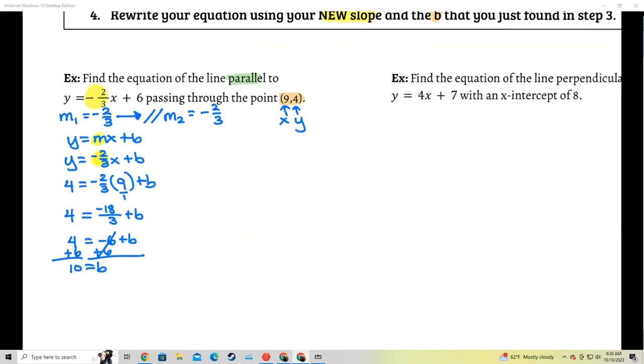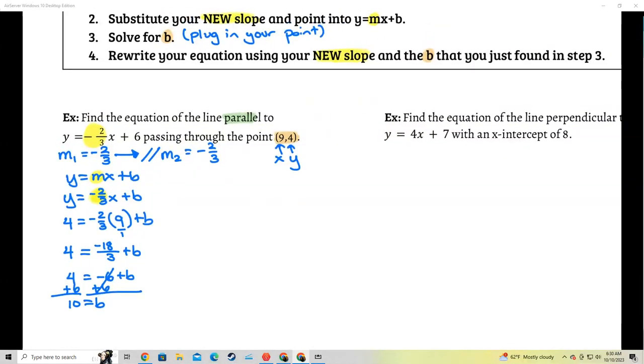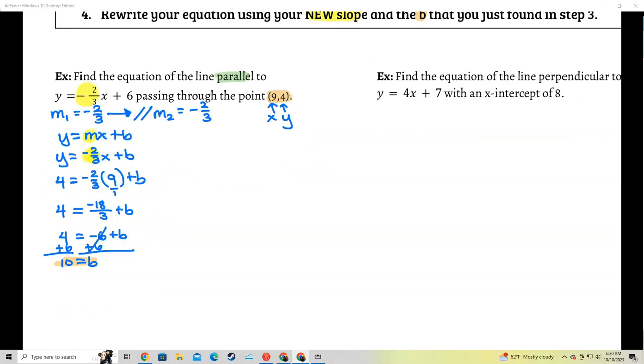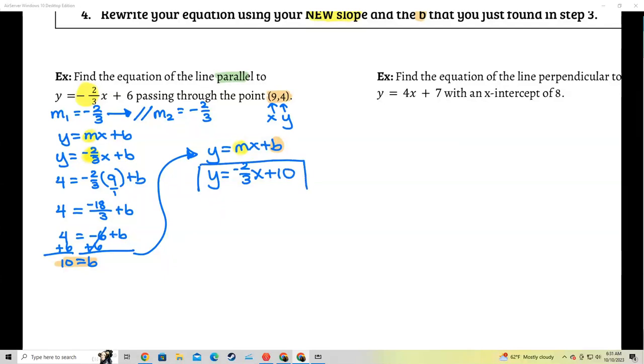I just finished step number 3, which was to solve for b. This is my b. The last step is to go back and rewrite your equation using your new slope, which we said was negative 2/3, and my new b, which we just said is 10. So let's put it all together. I'm going to write my equation y equals mx plus b, but this time I'm going to substitute that m. Y equals negative 2/3 x plus, and I'm going to substitute that b. My b is 10. And this is my final answer.